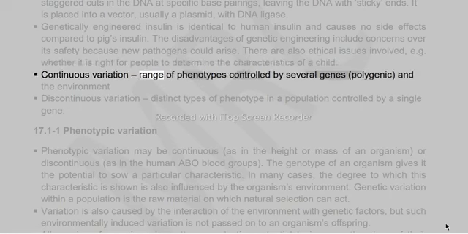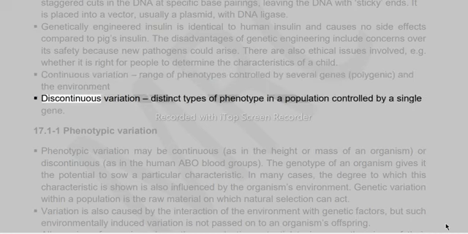Continuous variation: range of phenotypes controlled by several genes, polygenic, and the environment. Discontinuous variation: distinct types of phenotype in a population controlled by a single gene.